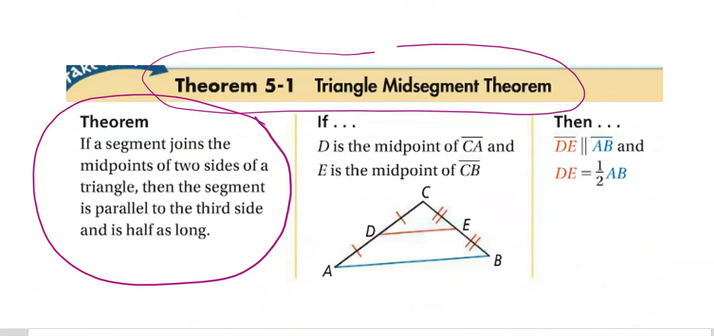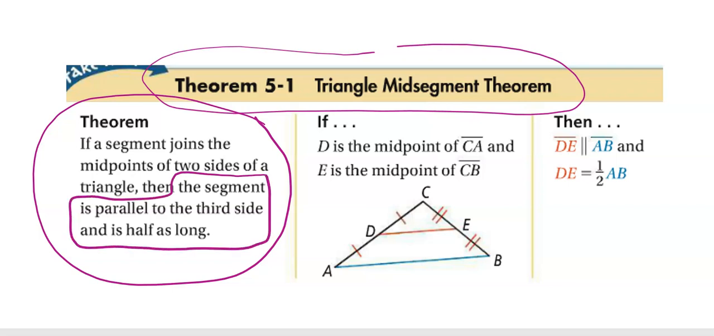And the midsegment theorem says this: if a segment joins the midpoints of two sides of a triangle, then the segment is parallel to the third side and is half as long. So the main things that you want to be aware of are these things right here. Parallel and half as long. Those are the two most important parts.